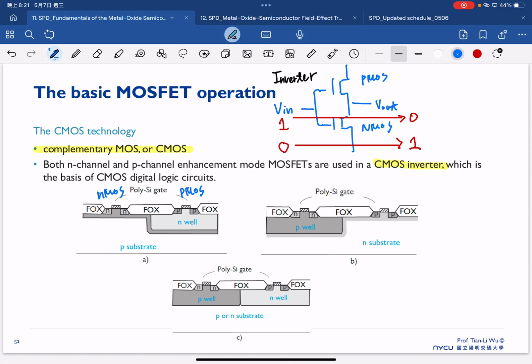So that's one possibility. We can also consider using an N substrate, where we need a P well to form the NMOS, and then the PMOS can be directly on the N substrate. Or we can have both a P well and an N well together, so we have NMOS and PMOS here. This is the basis of the CMOS inverter, which is why we learn the MOSFET. Of course, there are many applications of MOSFET, but CMOS is one of the most important ones.